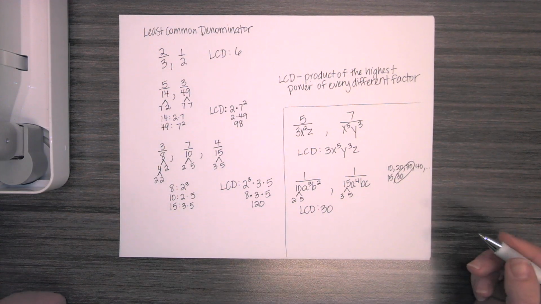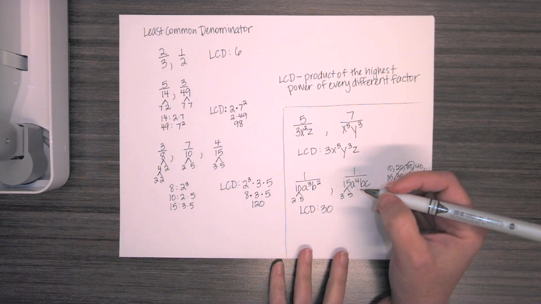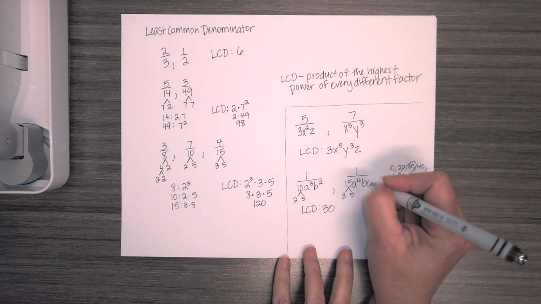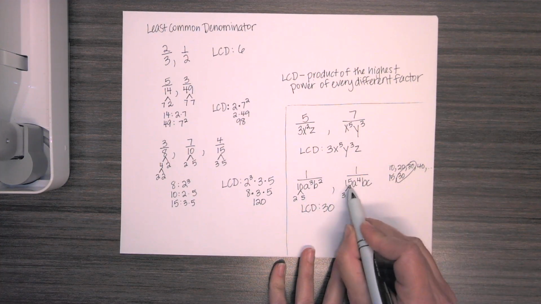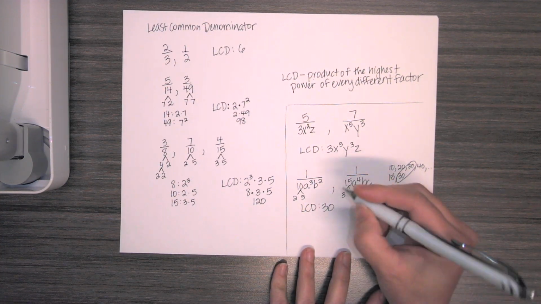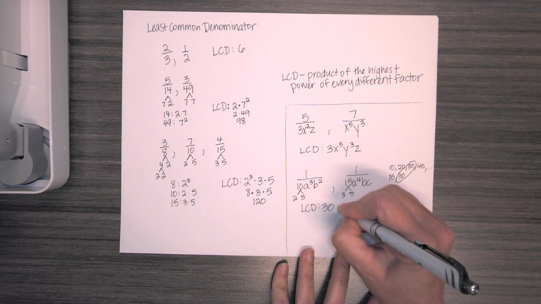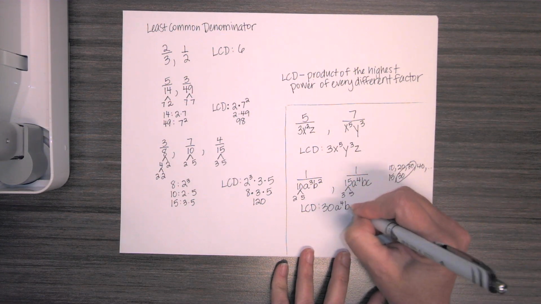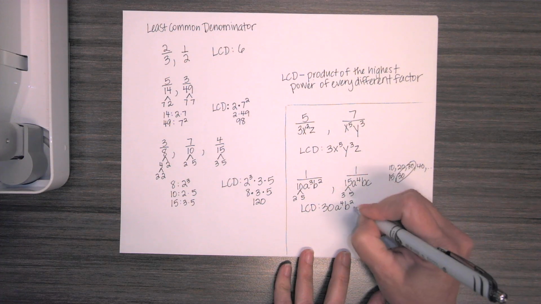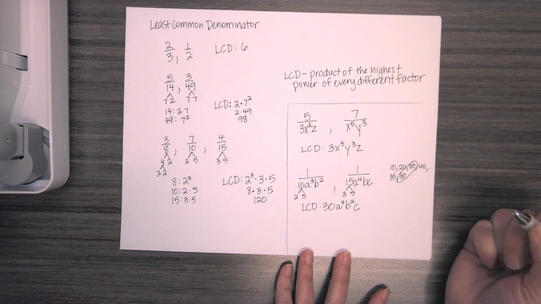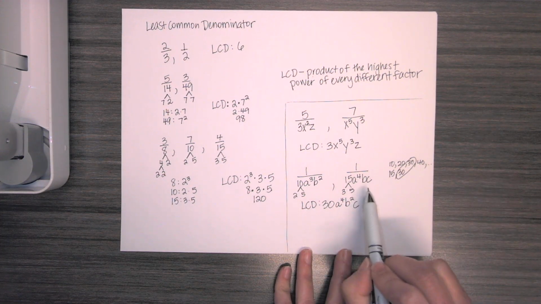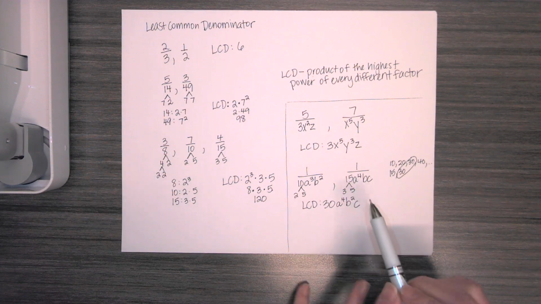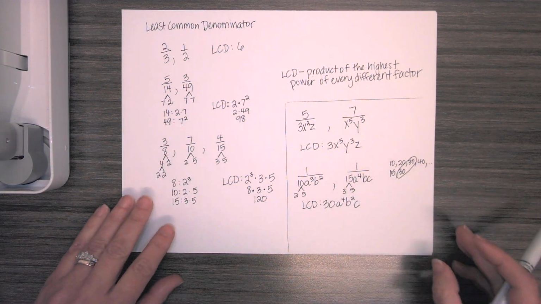And then for the variable parts, you're going to use the highest power of every different variable that you see. So I see we've got a's, b's, and c's. The highest power of a that I see is a to the 4th. The highest power of b that I see is b squared, and the highest power of c is just c. So that would be my least common denominator for that pair of rational expressions.